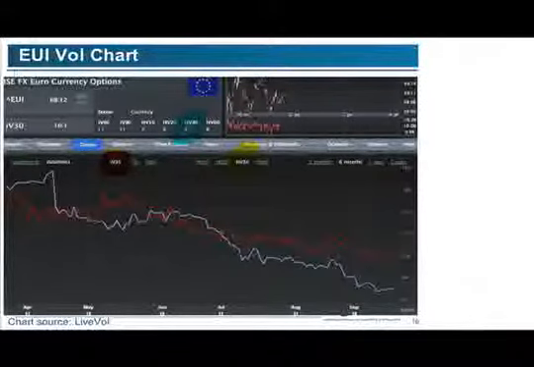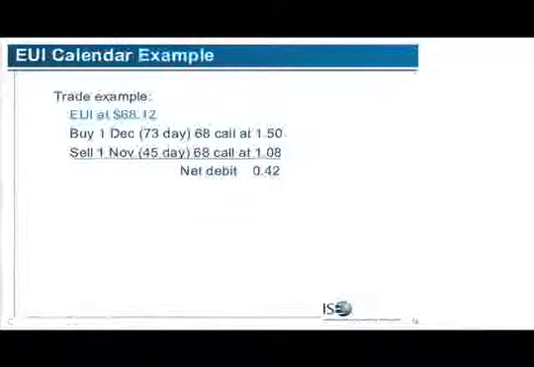All right, so let's go through an example here, and then we'll backtrack and give some supporting reasons why we might do this. With EUI at $68.12, I'm going to buy 1 December, which in this example is a 73-day option, 68 strike call at $1.50. And I'm going to sell 1 November 45-day 68 strike call at 1.08.